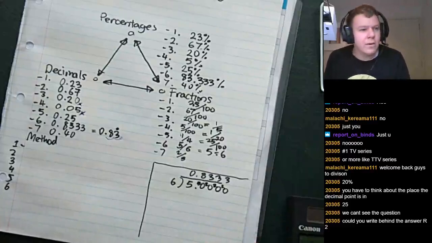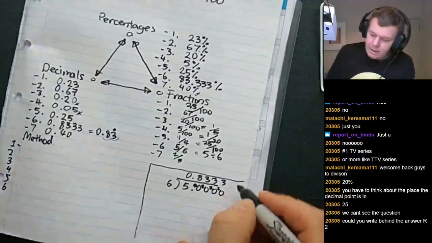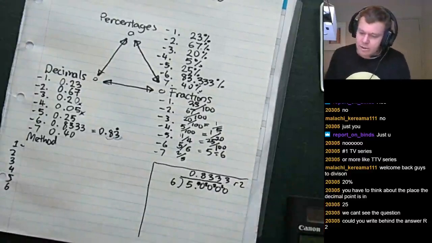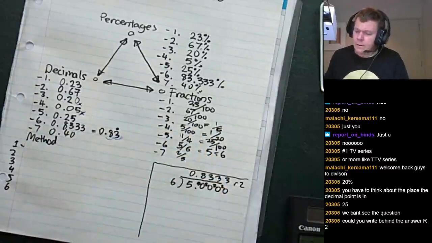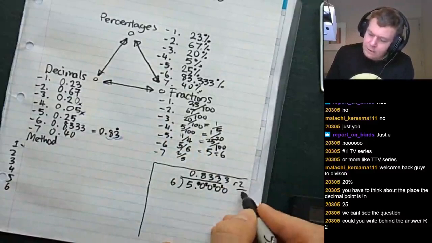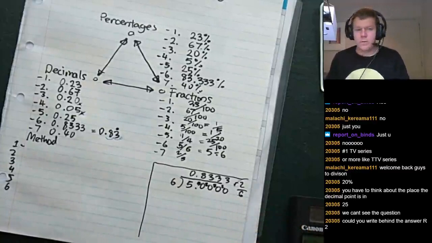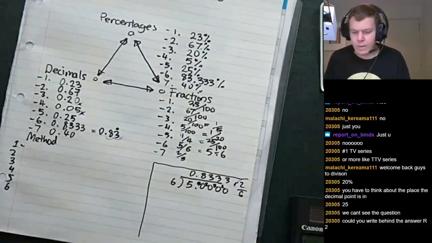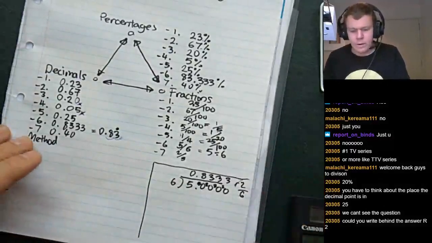Can you write a remainder 2? You could. Maybe at this stage I want you guys to get into this recurring idea. If you think about this remainder 2, then it's actually remainder 2 divided by 6, which is a third. So I want to get you guys away from using remainders. But yeah, it's a good thing to think about. Either or.